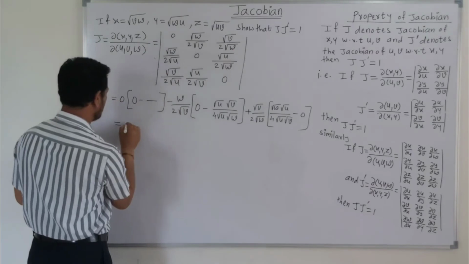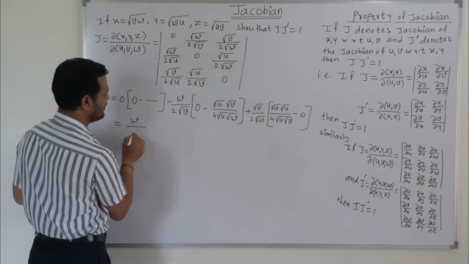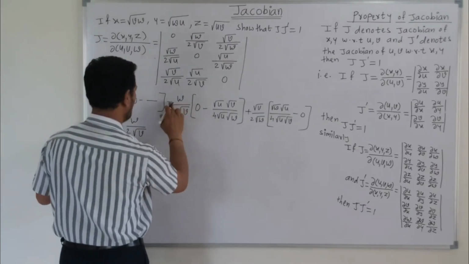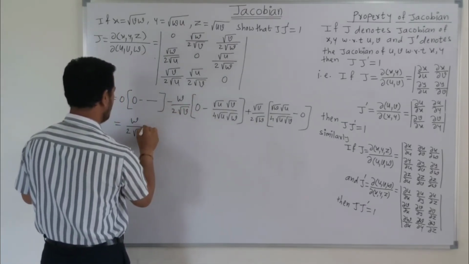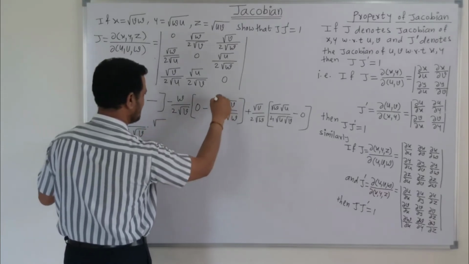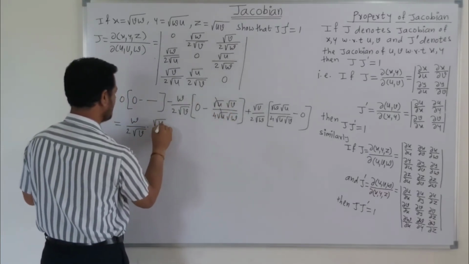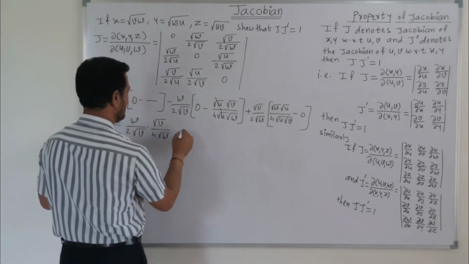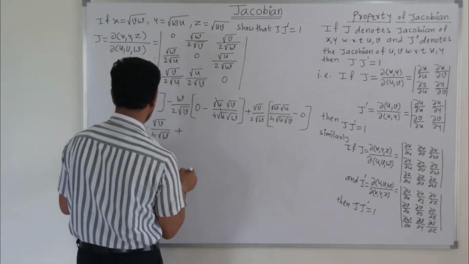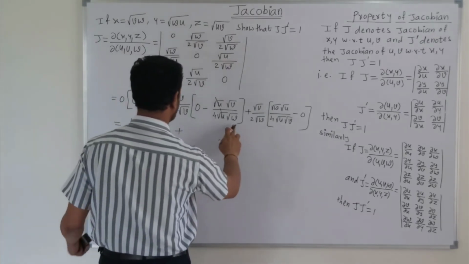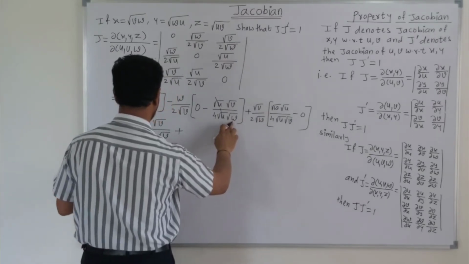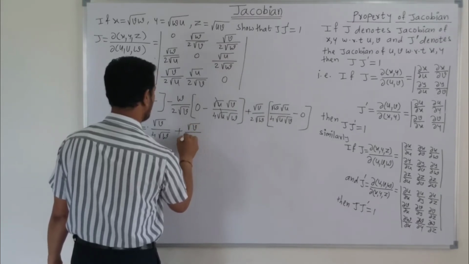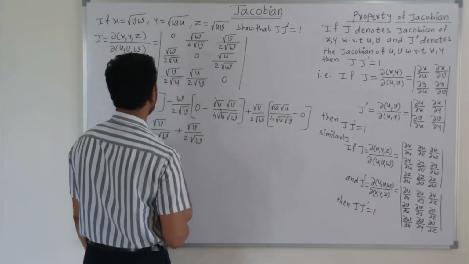Then this minus becomes plus. This is w upon 2 root of v. This is minus plus w. Then again into, we get this as, so this u will get cancelled. So this is v upon 4 root of w. Then again plus, so plus this term will get, then this is again root of v upon 2 root of w.